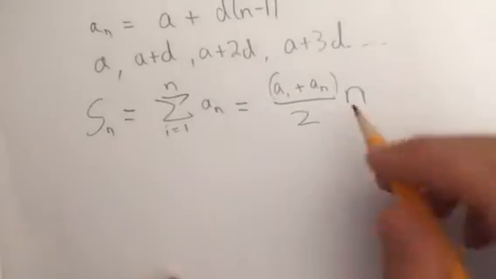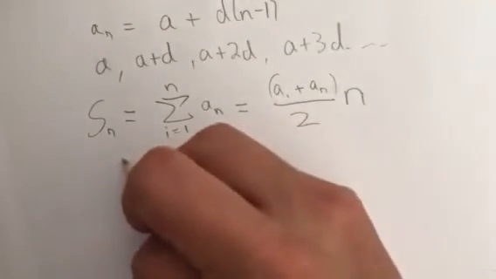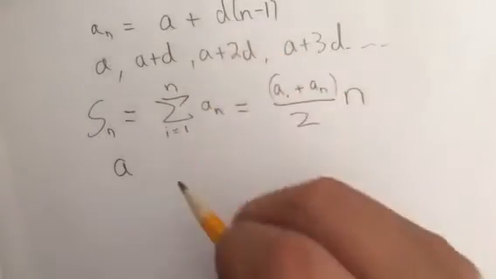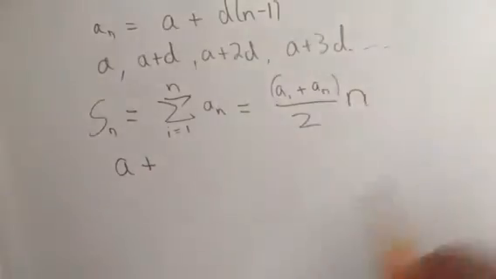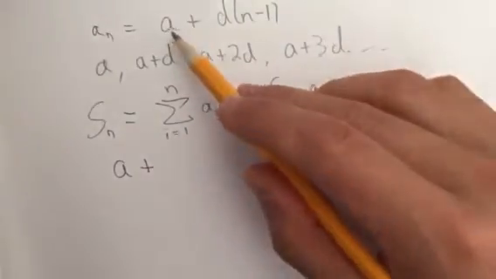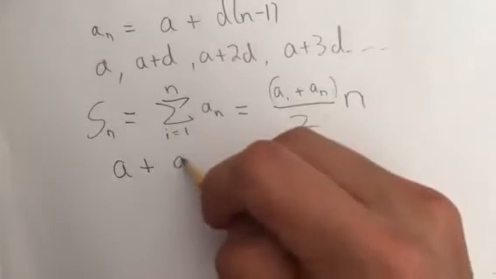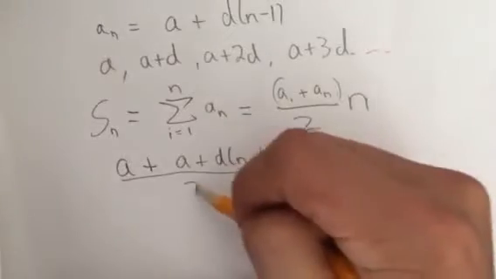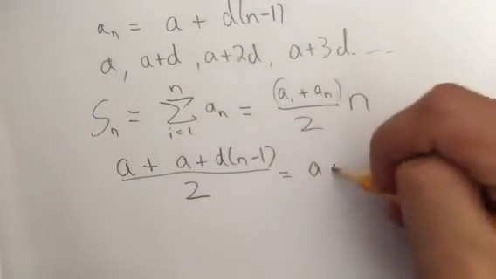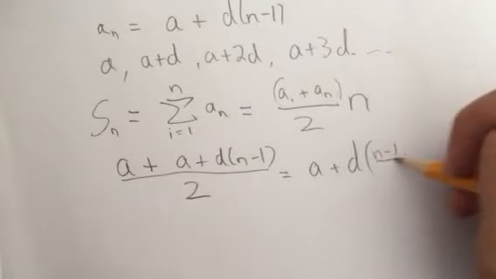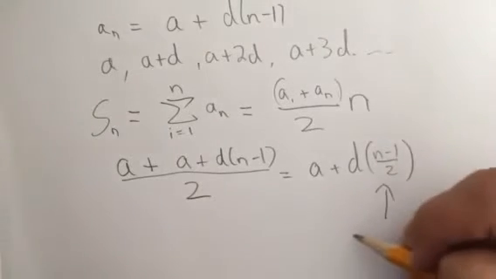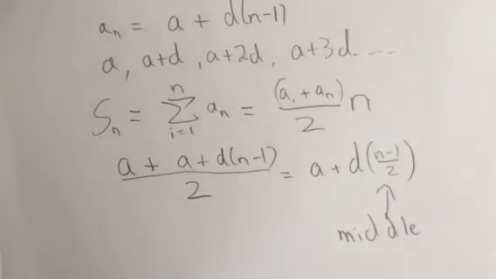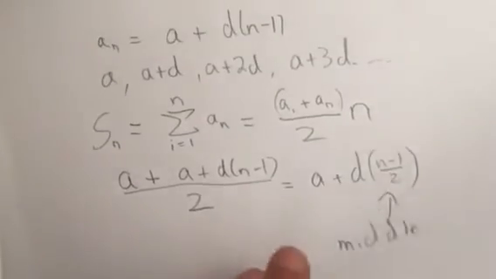Another way to think about this being the average is the first term, a sub 1, is a plus d times 1 minus 1, or just a, and a sub n is a plus d times n minus 1. So the average is a plus d times n minus 1 over 2. And this is the middle term of that arithmetic sequence. So that's why that gives you the sum of the arithmetic series.